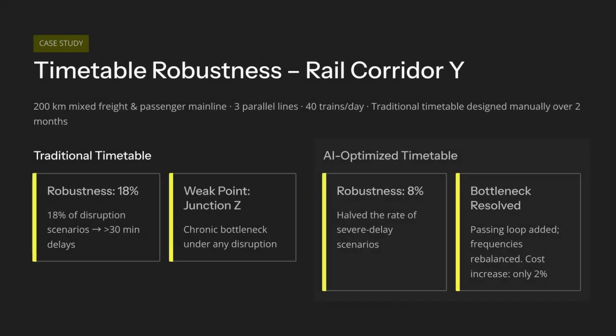Let's look at a second case study. This one is about timetable design, and it illustrates something we talked about earlier in the lecture in a very concrete way. The scenario is a mixed passenger and freight rail corridor, 200 kilometers. A new annual timetable needed to be designed. Under the traditional approach, a team of experienced planners worked on the timetable manually for 2 months. Trial and error, hard won expertise applied iteration by iteration.